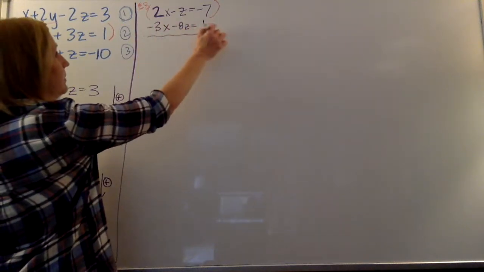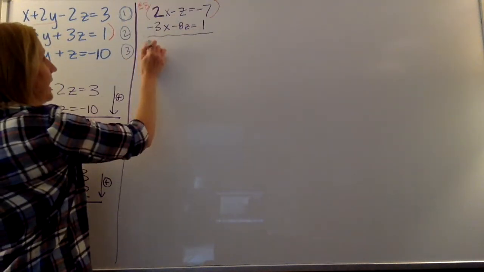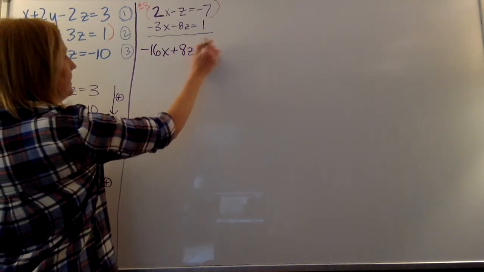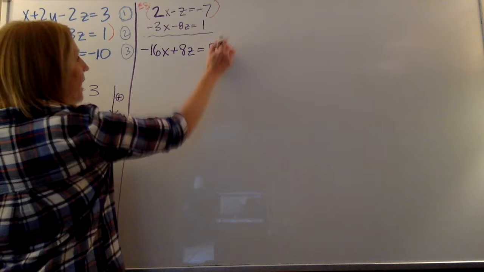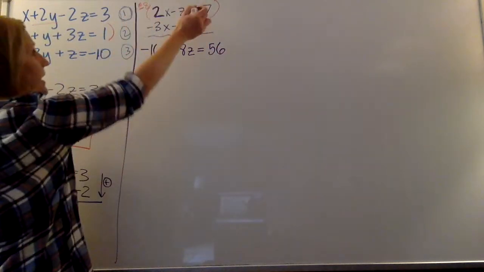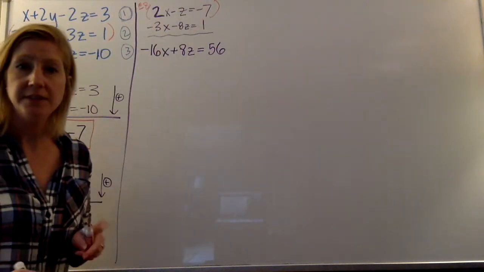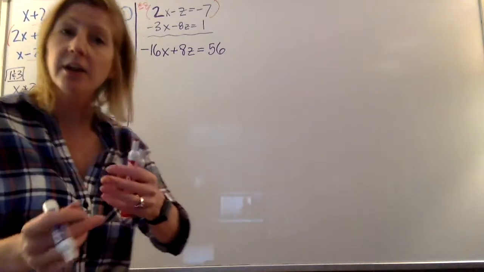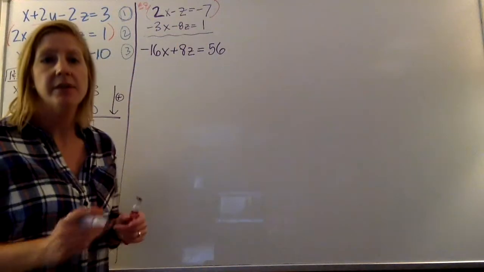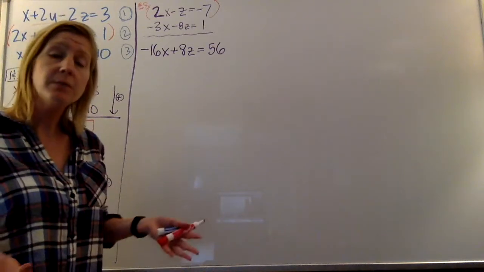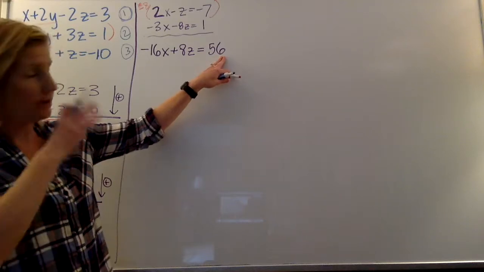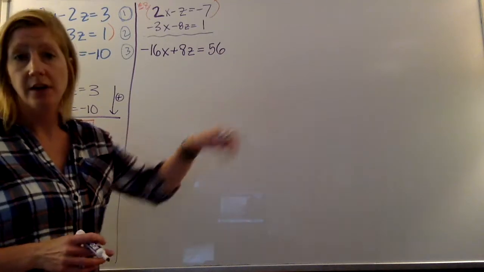So I'm going to rewrite these both. I'm going to distribute: negative 16x plus 8z equals positive 56. Negative 8, negative 7, positive 56. Don't be afraid to use your calculator. I'm not judging you. If you have a scientific calculator and you need help remembering what 8 times 7 is, use your calculator. I want you to get these right. I want you to feel confident. And sometimes if your arithmetic is catching you up there, let the calculator help you out a little bit.